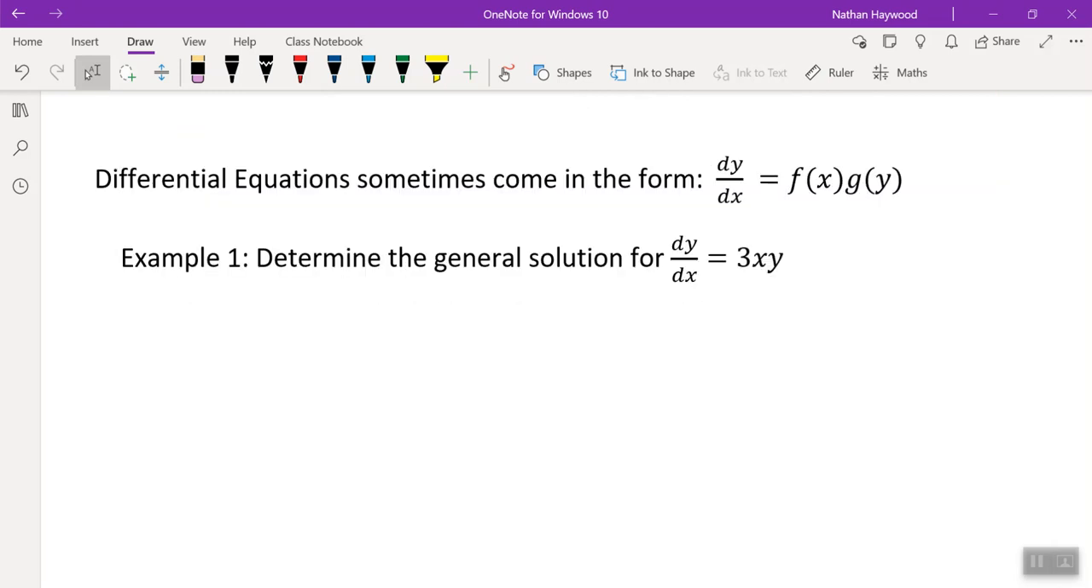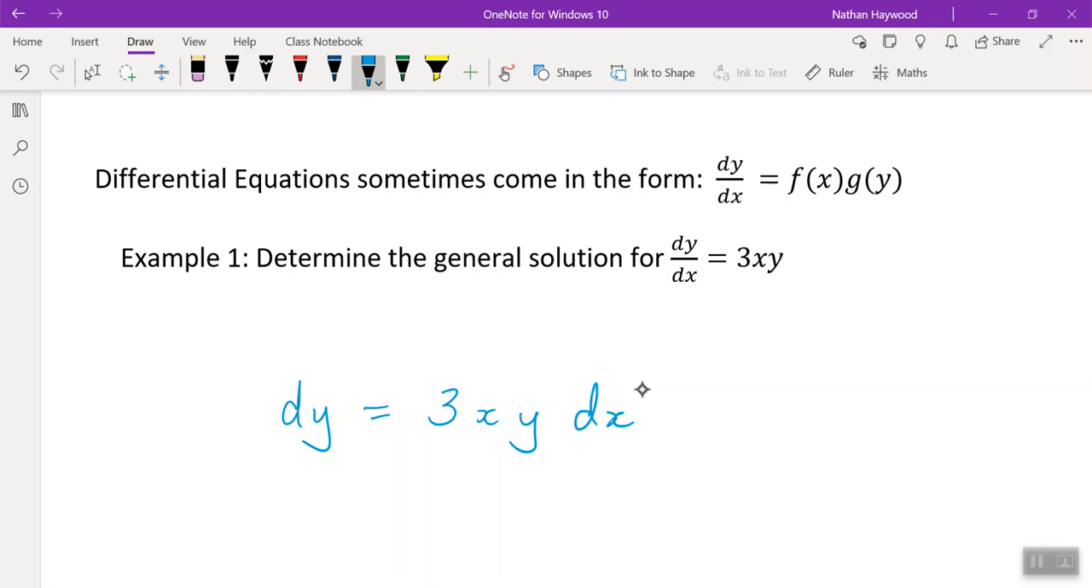So let's just do a fairly simple example. So you've got a function 3xy, and what did I say to do first? Get what with what? Correct, yep. So it's got dy over dx. We can bring the dx to the other side by multiplying both sides by dx. So we've got the x with the dx.